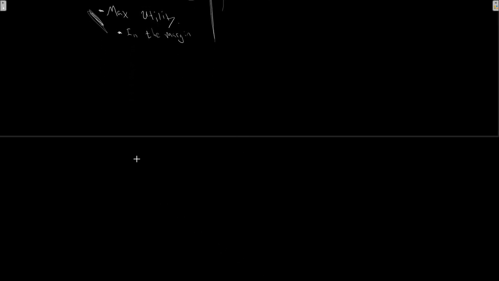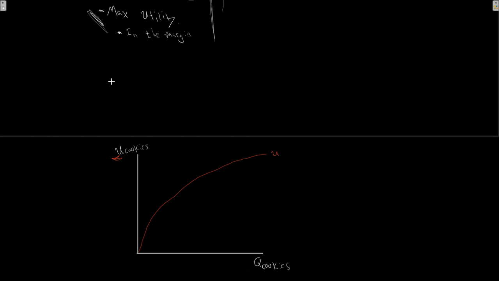But wait, let's take a look at this. If we're maximizing our utility, let's go back to our quantity of cookies, and I'm looking at my total utility from cookies, my total satisfaction from cookies. We said that utility will look something like this, and then level off and become more or less flat. Well, if I'm looking to maximize my utility, maximize my happiness from cookies, shouldn't I just do something like this?